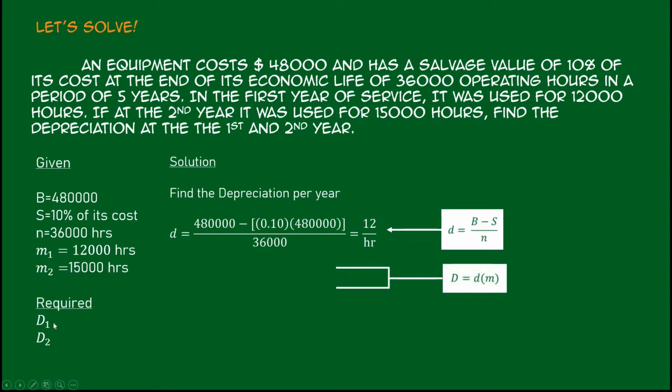And then, to find the requirement, the capital D is equal to small d times M. So, using this, small d is 12 times M. In the first year, M is 12,000 hours. So, $144,000. And then, the depreciation amount in year 2 is 12 times 15,000, or $180,000. So, by using just these two formulas, you get the depreciation amount. This is in dollars and this is in dollars per hour.